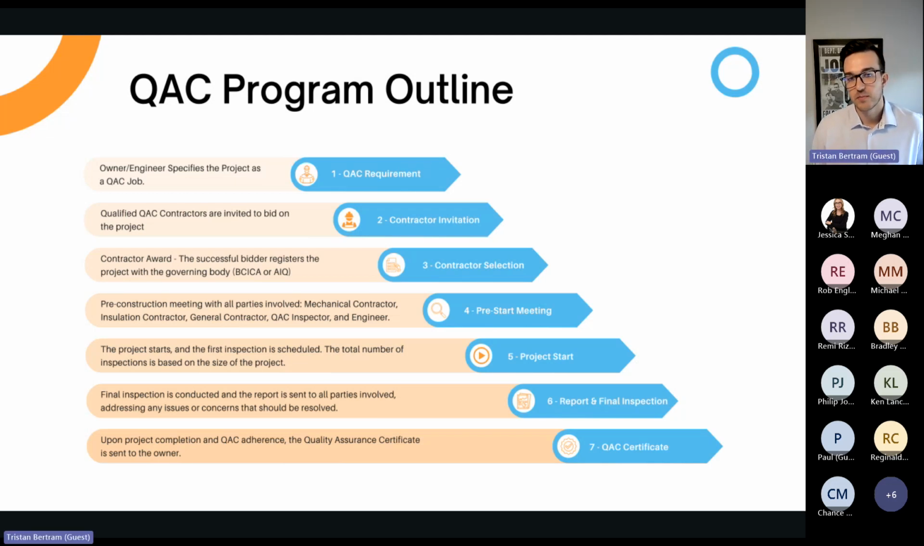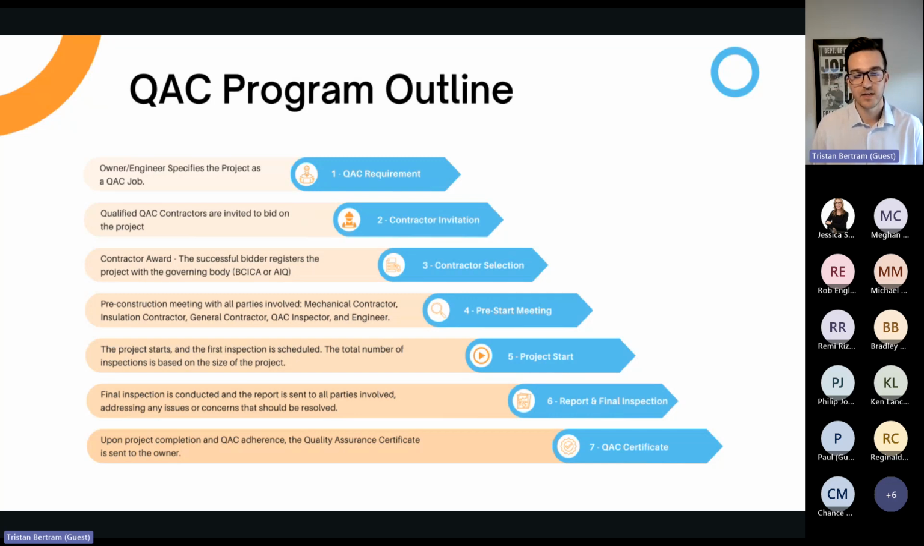So once all the preparations are complete, the project starts and inspections are scheduled at key milestones throughout the project. The total number of inspections just depends on the size of the project. After the final inspection, a comprehensive project overview is generated and sent to all parties, identifying any issues to be resolved. After successful installation and final inspection, a quality assurance certificate is issued to the owner.